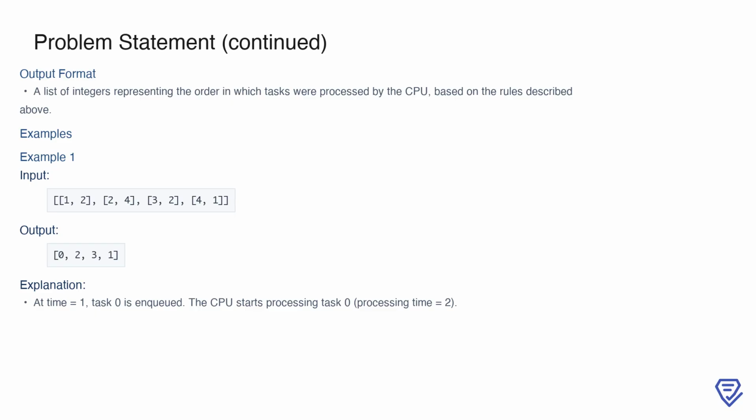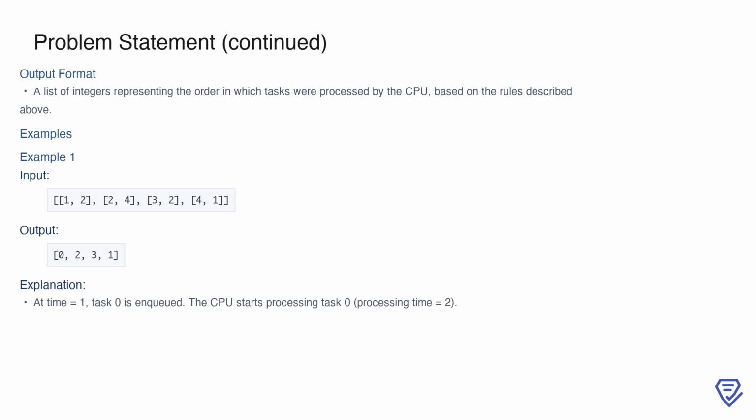Let's consider an example to illustrate this further. Suppose the input is [1, 2], [2, 4], [3, 2], [4, 1]. Here, each sublist represents a task with its enqueue time and processing time. The output for this example is [0, 2, 3, 1], which means that the tasks are processed in the order of their indices 0, 2, 3, and finally 1.